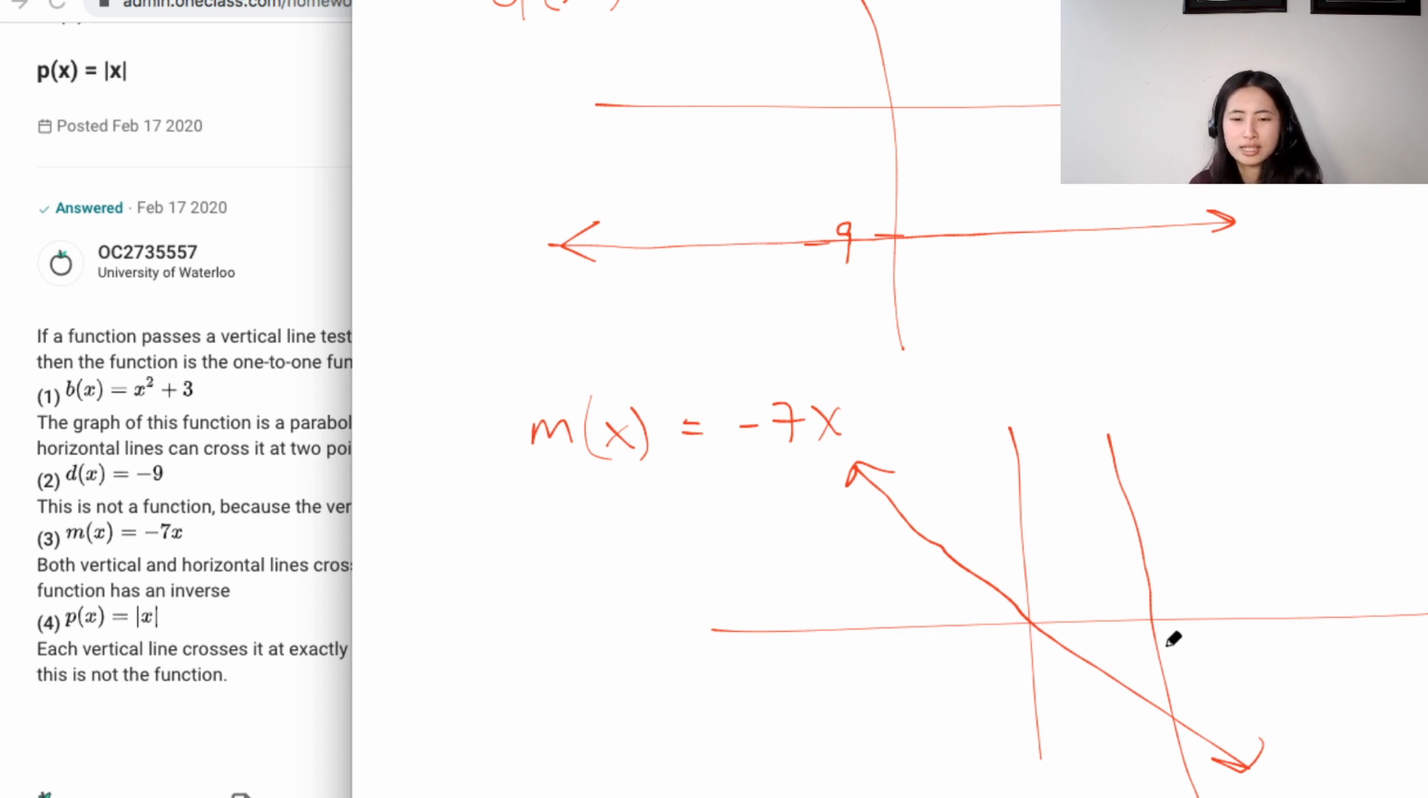It's only one x and only one y. You cannot have infinitely many y points, or x points in this case, right? So in that case, this passes the vertical line test, therefore this is a function.